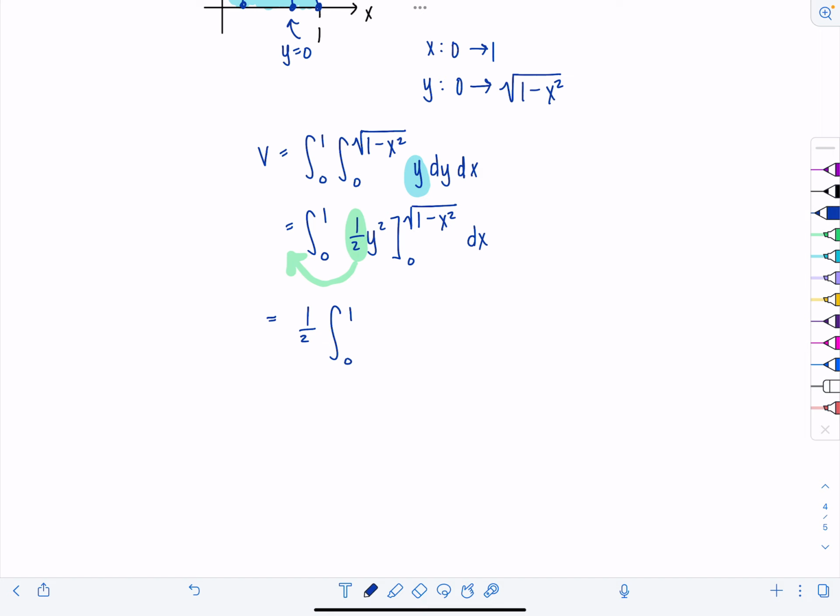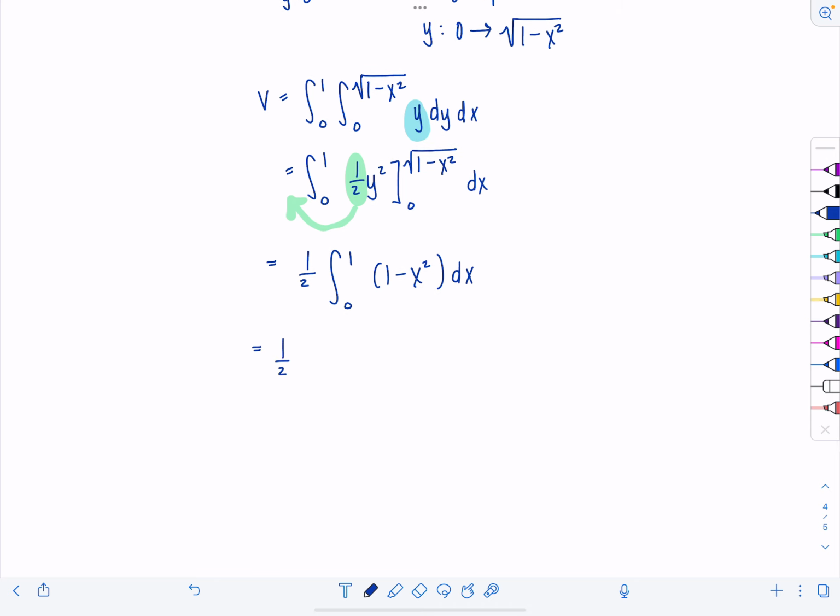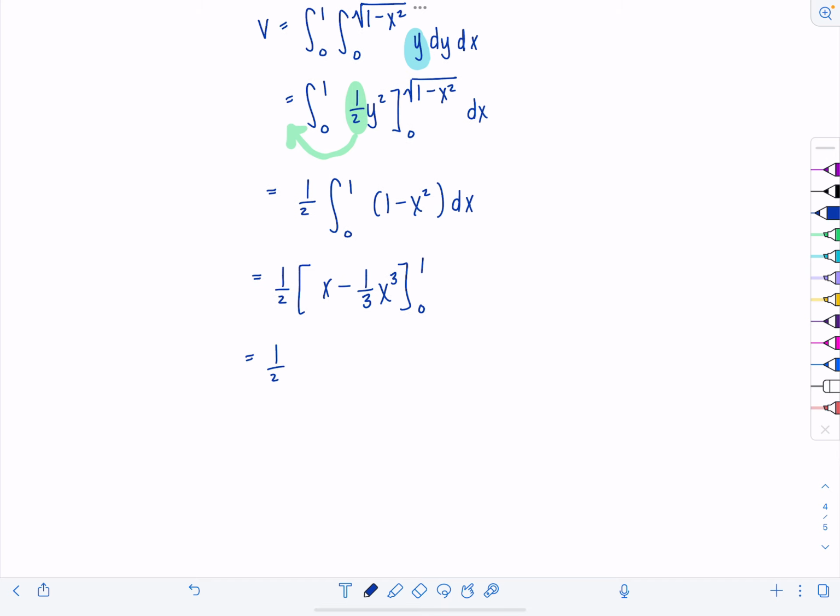Oh my goodness, I love it. Now it's just 1 minus x squared minus 0. Is this not the cutest integral you've seen all day? Okay. Antiderivative of 1 is x minus antiderivative of x squared, 1/3 x cubed. Evaluate this from 0 to 1. We've got 1/2 times 1 minus 1/3 minus 0. 1 minus 1/3 is 2/3. 2/3 times 1/2 gives us back 1/3. Ooh, love it. Okay. So that concludes the extra examples.